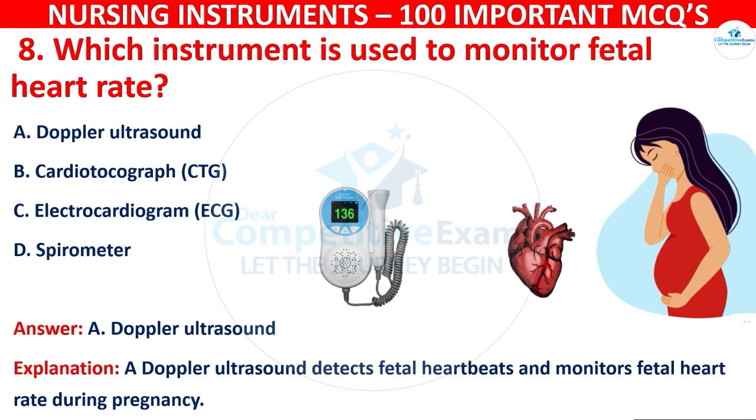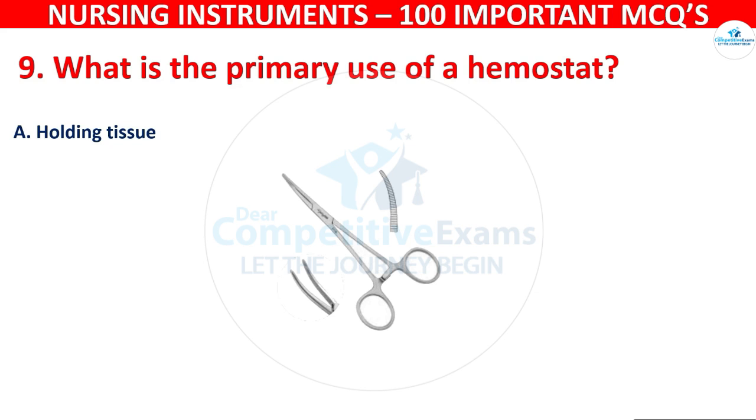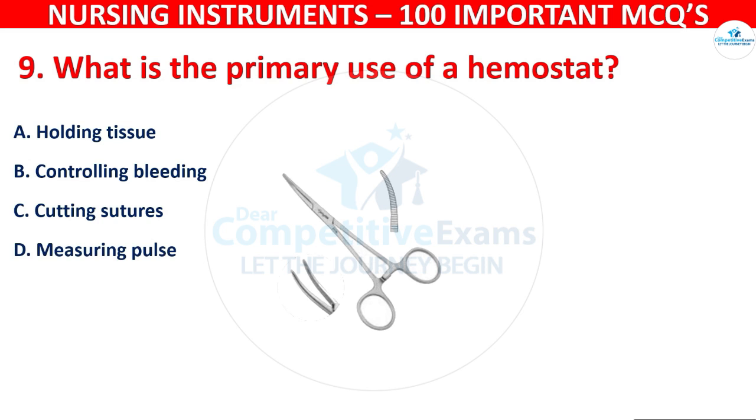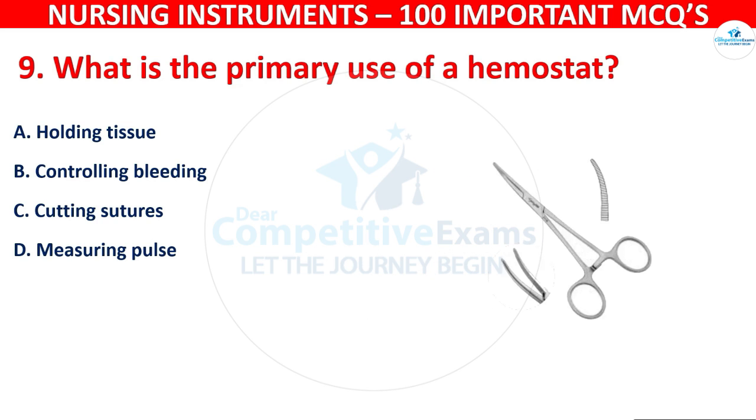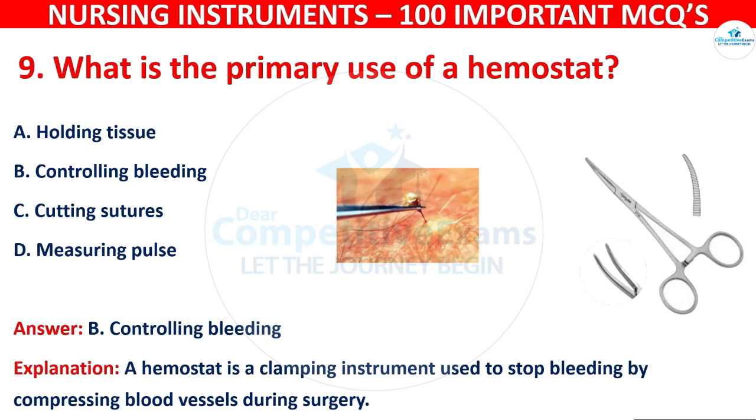Question number 9. What is the primary use of a hemostat? Your options are holding tissue, controlling bleeding, cutting sutures, or measuring pulse. The correct answer is B, that is controlling bleeding. A hemostat is a clamping instrument used to stop bleeding by compressing blood vessels during surgery.